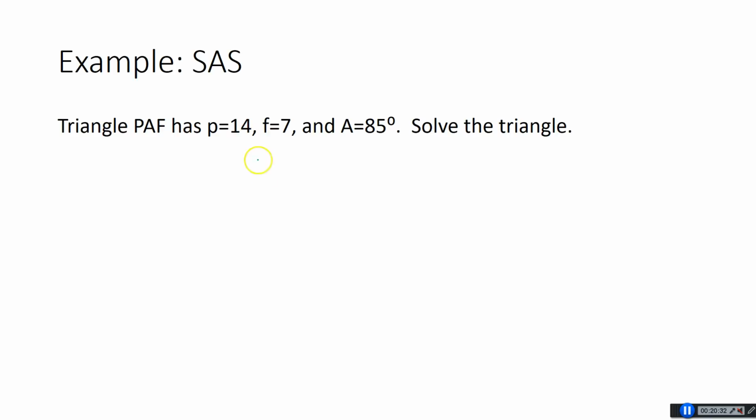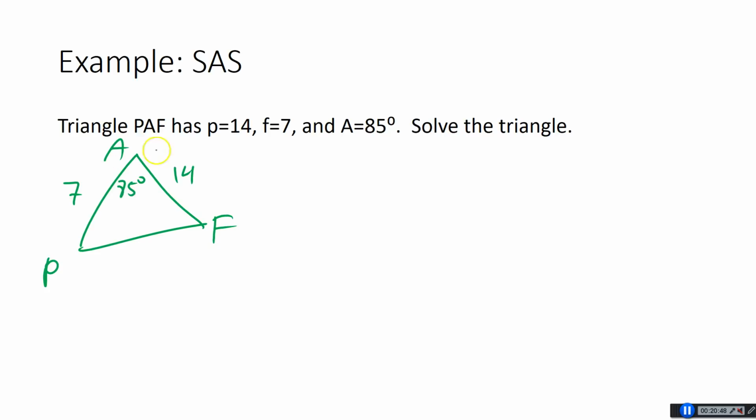So you've got triangle PAF, where P is 14, F is 7, and angle A is 85 degrees. Solve the triangle. So let's draw PAF. Classic triangle here. So side P is 14, F is 7, and A is 85 degrees. What kind of triangle? Looks like an SAS. Thank goodness, because that's what they told us it is. All right, so we've got an SAS triangle.